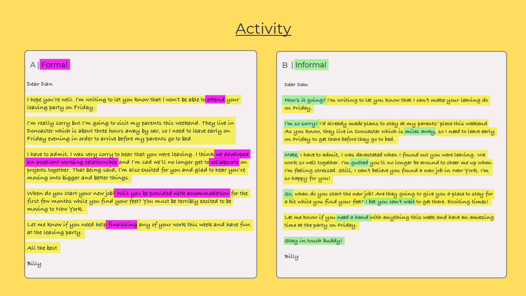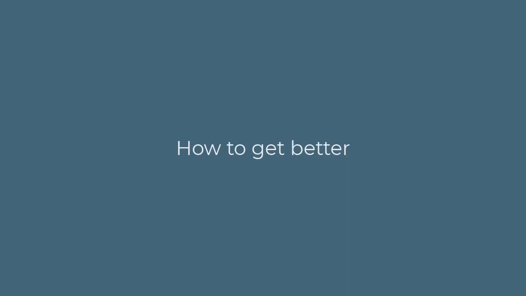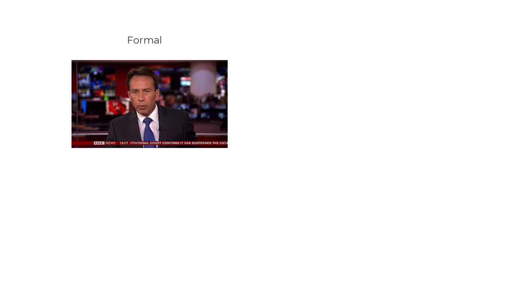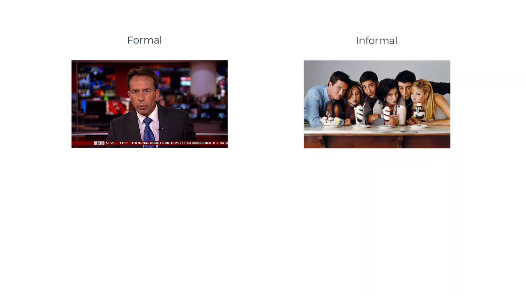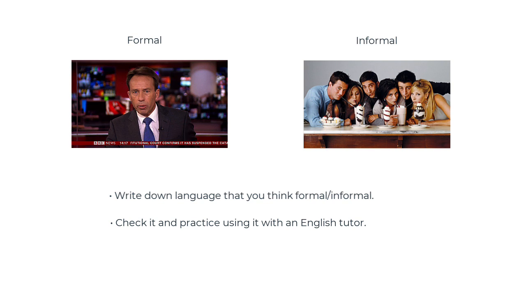If you find it difficult to identify informal and formal language, then that's something you need to work on. To learn formal language, watch and read the news, or even speeches by important people, and write down any expressions that you think are formal. Likewise, to learn informal language, watch series like Friends or The Office, and write down language that you think is informal. Then check it and practice using it with an English tutor so that you can learn how to use it correctly.